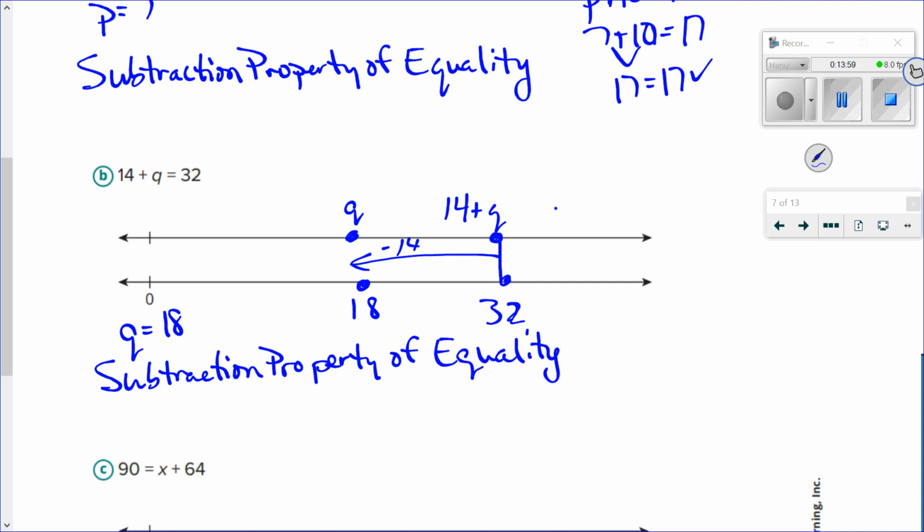And my check, I go back to my initial equation. 14 plus Q equals 32. I substitute my value. 14 plus 18 equals 32. 32 equals 32. That's a check.